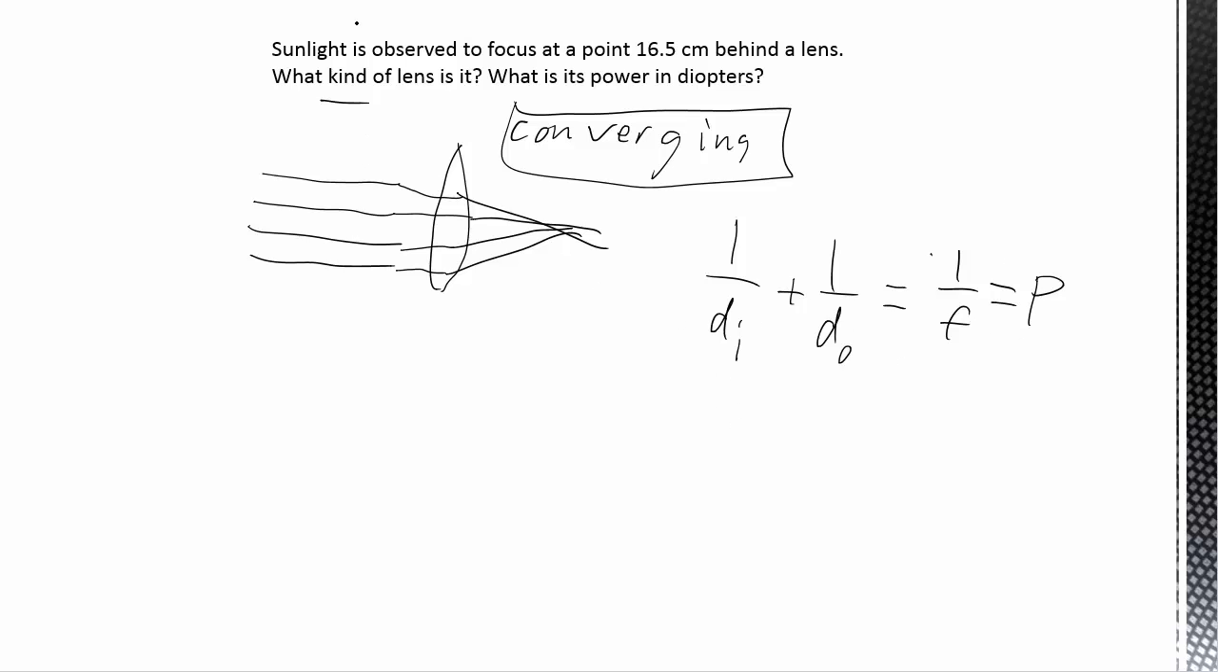The image distance is given, 16.5. We do need to be careful since we want the power in diopters. We need to convert that to meters, so 0.165 meters. The object distance is out at infinity, so this term goes to 0, and we can just find the power that way. So 1 over 0.165 is going to give us a power of 6.06 diopters.